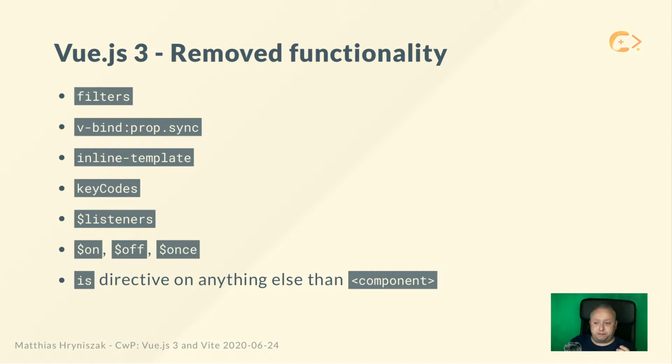Key codes, another one that's been removed. So key codes, if I remember correctly, please correct me in the chat if I'm wrong about that, was a way to name keys by yourself or specify the keys by the number. That's gone too, in favor of just the regular modifiers such as enter, key up, key down, and so on. From the instance, the $listeners is removed, which is kind of strange, but at the same time, it's one of the things that has been happening to Vue 3 in general.